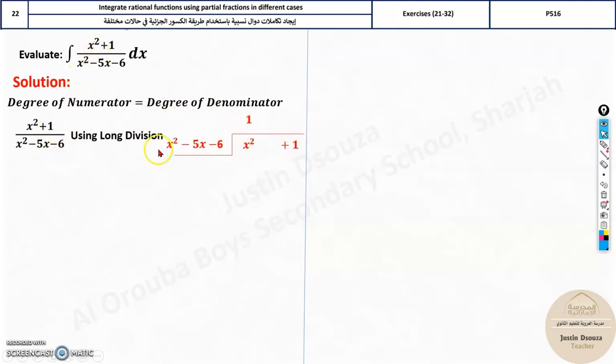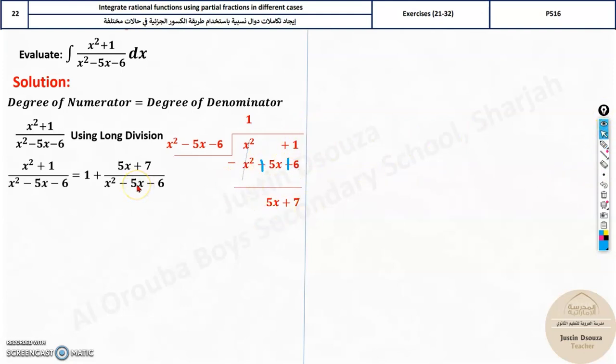So start solving. What is the answer over here? 1. Okay, write it as it is. And what's going to happen? It reduces, isn't it? Because it's the same degree, right? So it'll become 1. And then multiply this as it is and solve it up. It'll be 1 plus, the sign changes over here. All the signs change. So it'll become 5x, 6 plus 1 is 7. And you can write it like this: 1 plus 5x plus 7 divided by the divisor.